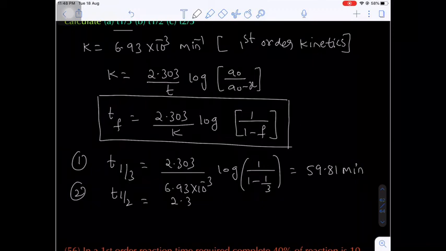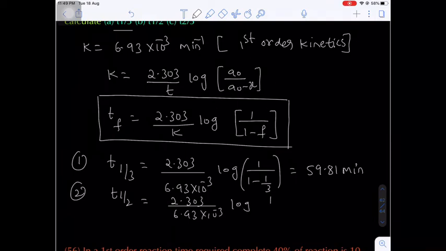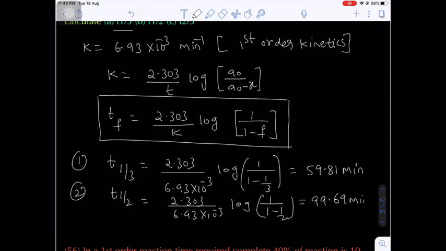Okay. Now the second one, T1 by 2. T1 by 2 is nothing but again 2.303 by 6.93 into 10 raised to minus 3 log of 1 upon 1 minus 1 by 2. So you will get 2 in the denominator, 1 by 2 will go to the numerator. You will get the log 2 value. After simplification you will get 99.69 minutes. This is the half-life period, 50%.